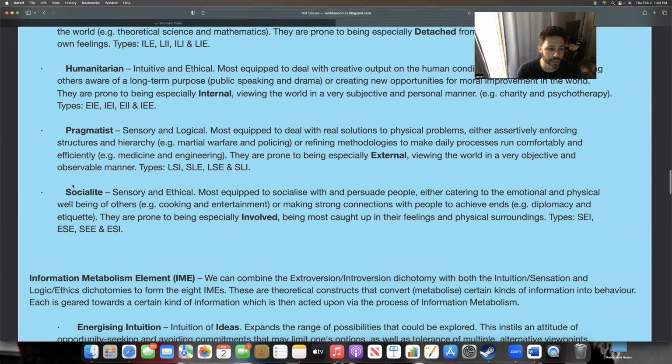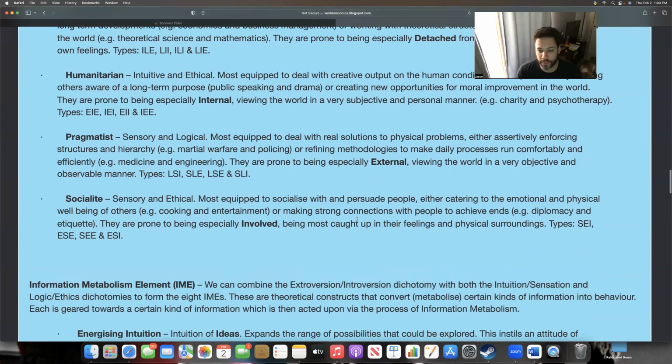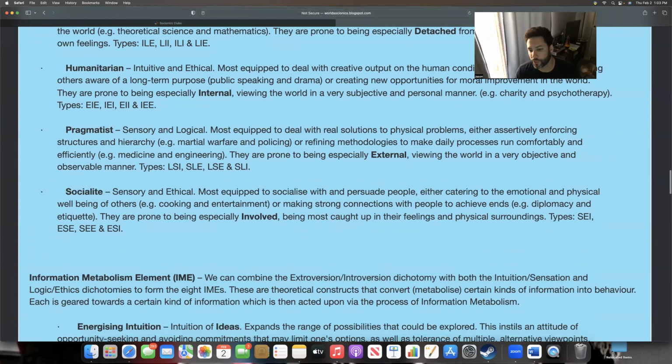Socialite. This would be SFs, sensory and ethical, right? Sensory and feelings, ethical. Most equipped to socialize and persuade others, catering to emotional and physical well-being of others, cooking and entertainment, making strong connections with people to achieve ends, diplomacy and etiquette. They are prone to be especially involved, being most caught up in their feelings and physical surroundings. All right. SEI, ESE, SEE, ESI. Ethics and sensory. That's what they all have in common.